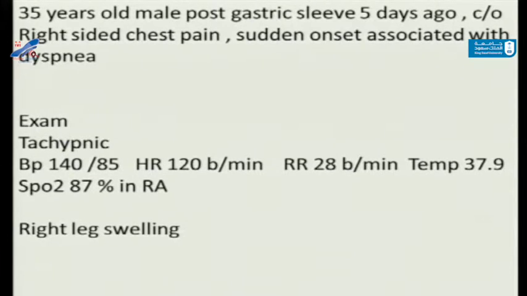So what are we working on? PE, right? So what do you want to do? It will take time. So you want to increase the likelihood of your differential by doing simple things. D-dimer will take time. You ask for what?